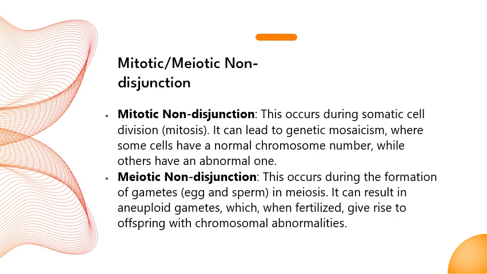So during meiosis 1, homologous chromosomes are supposed to separate. Non-disjunction in meiosis 1 occurs when homologous chromosomes fail to separate, resulting in one daughter cell with both homologs and the other with none. If a gamete with this abnormal chromosome number is involved in fertilization, it leads to trisomy, 3 copies of a chromosome, or monosomy, 1 copy of a chromosome in the offspring.